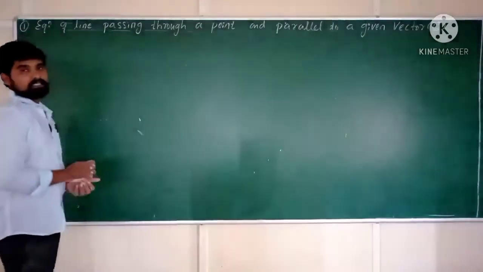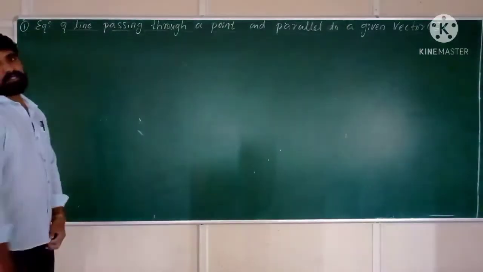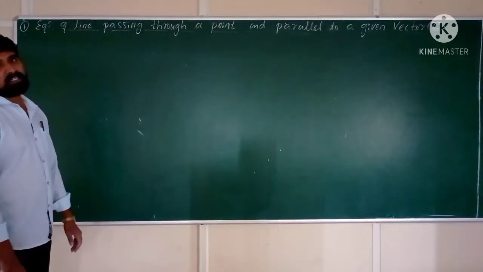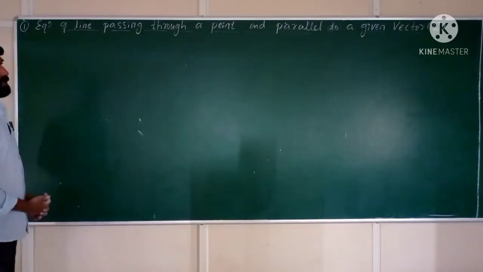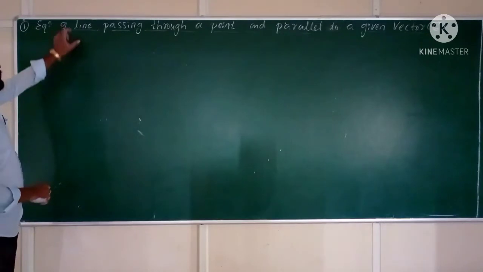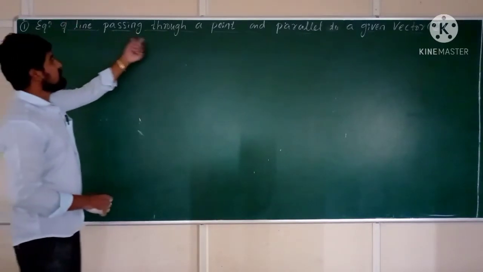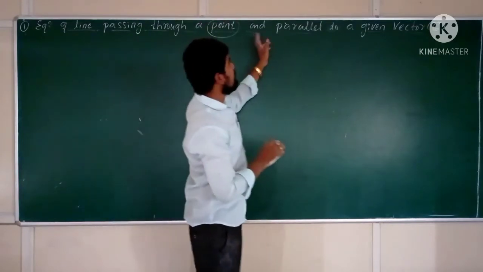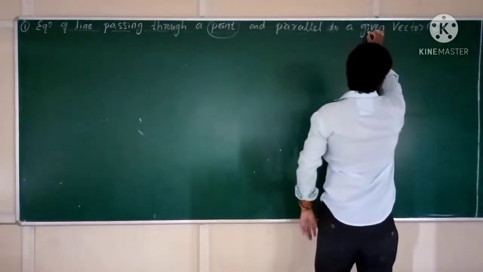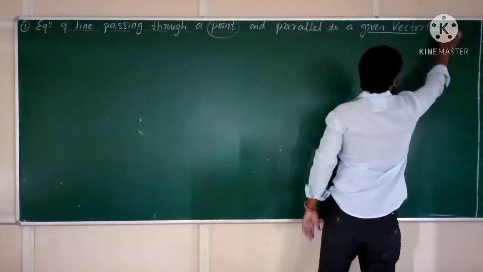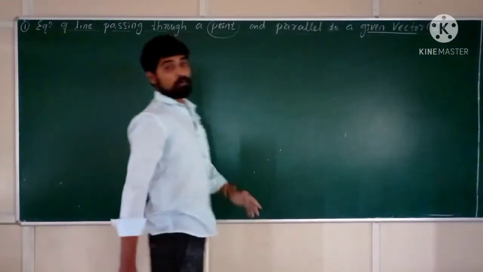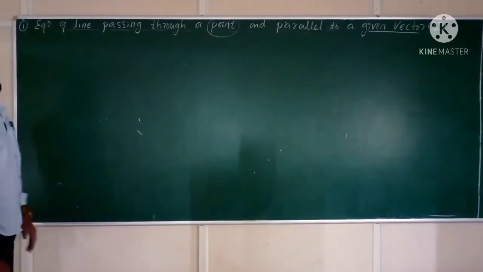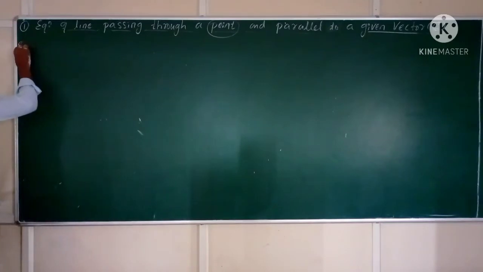Today I am going to discuss the 5 mark important questions from the chapter 3-dimensional geometry. And the first question is, derive the equation of a line passing through a point and parallel to a given vector, that is vector b, both in vector and Cartesian form. Let's start the solution.